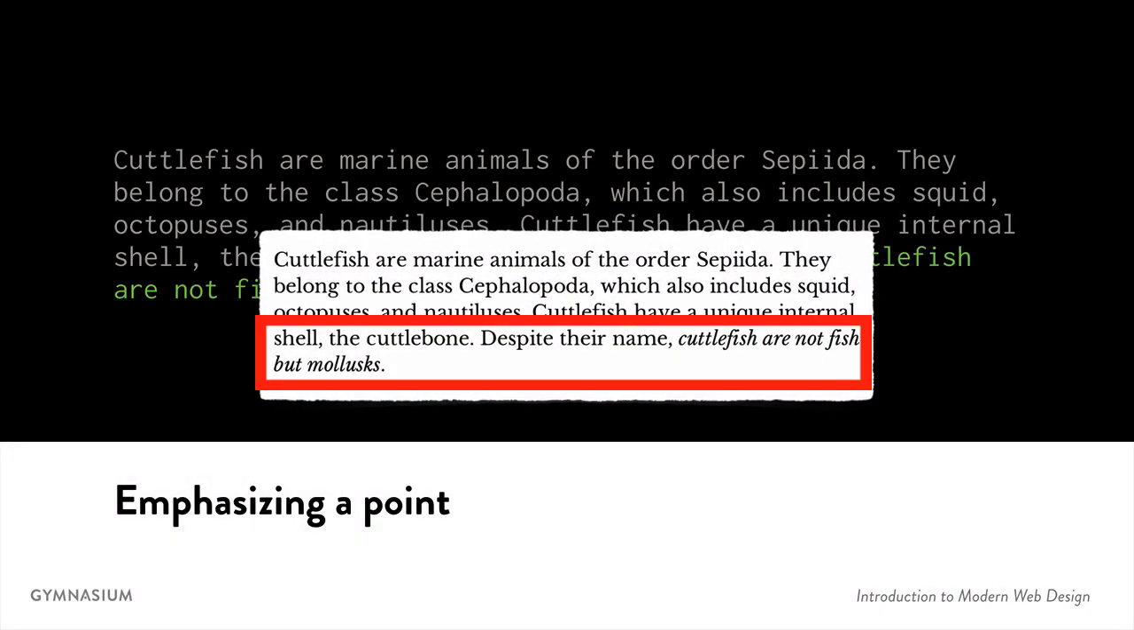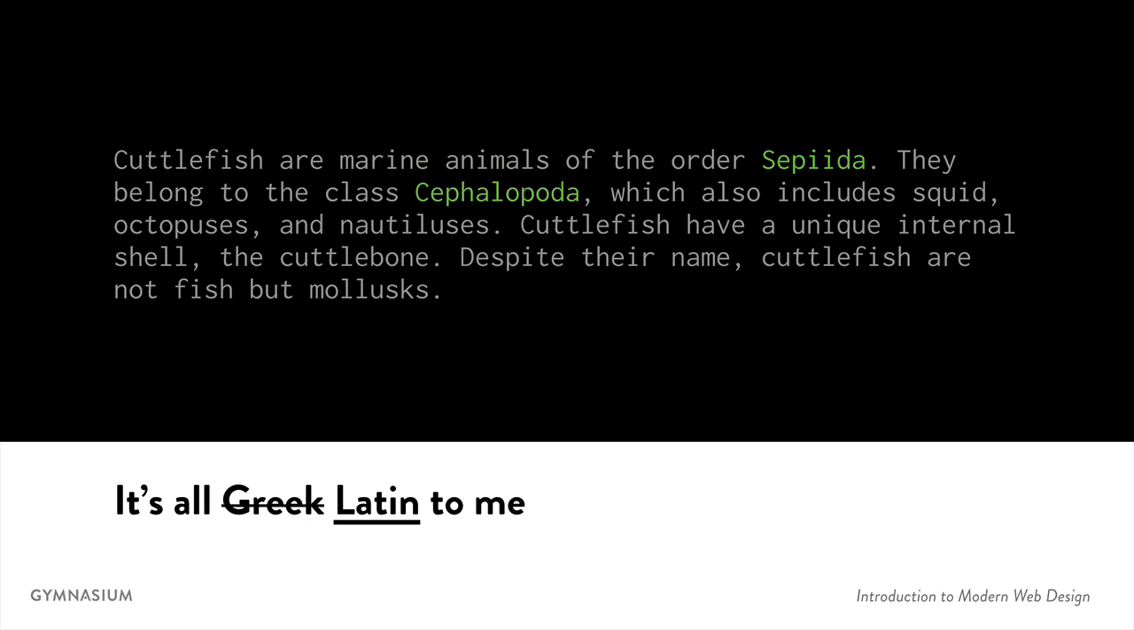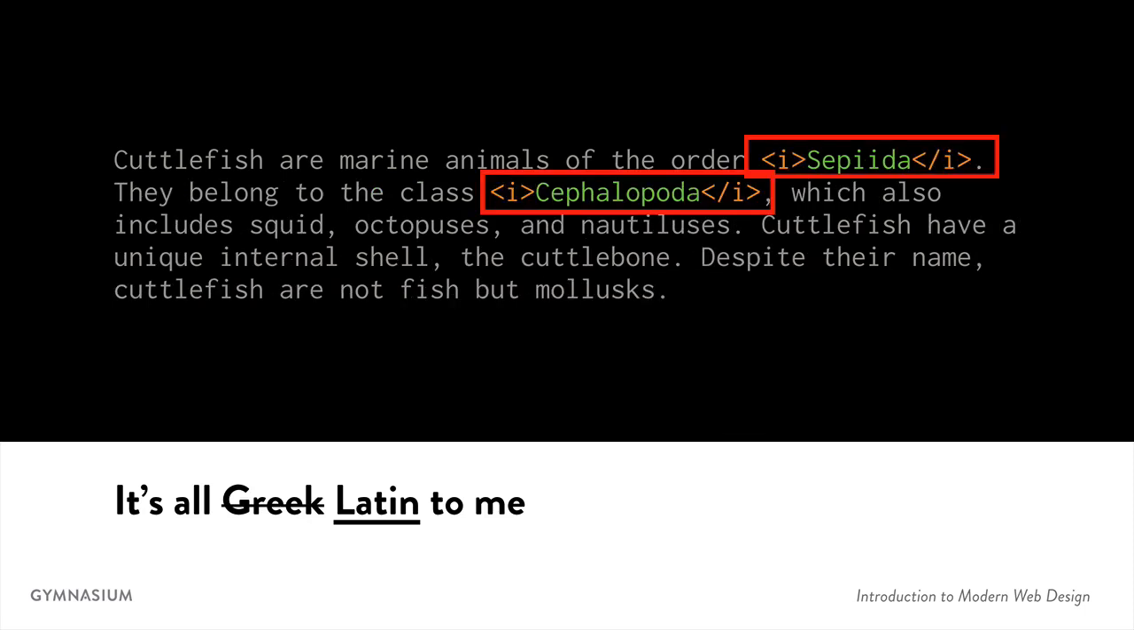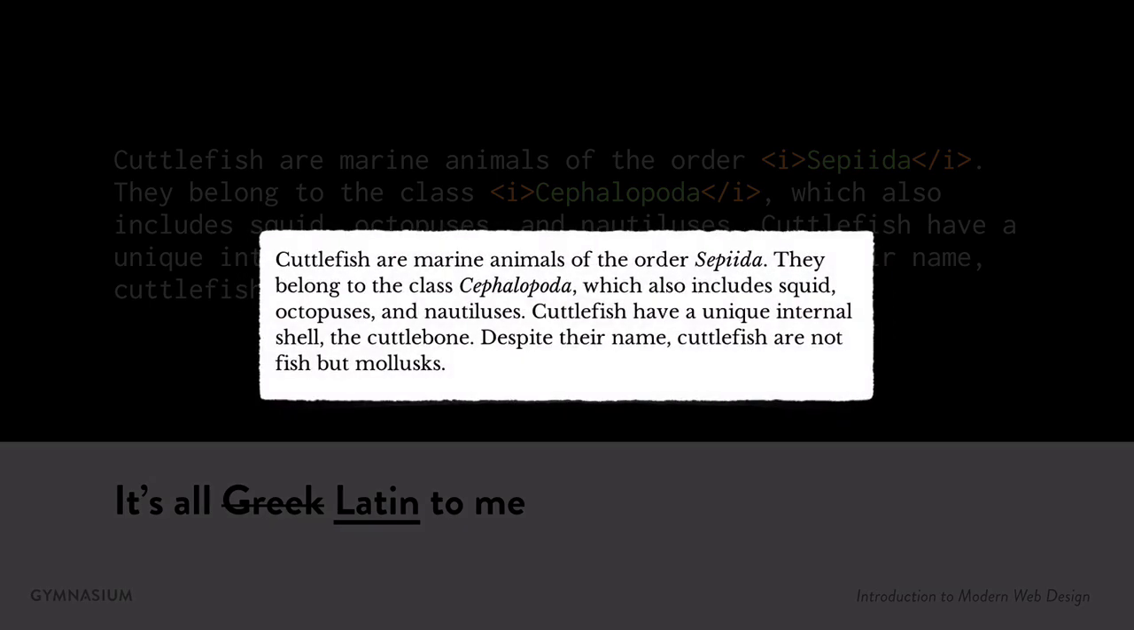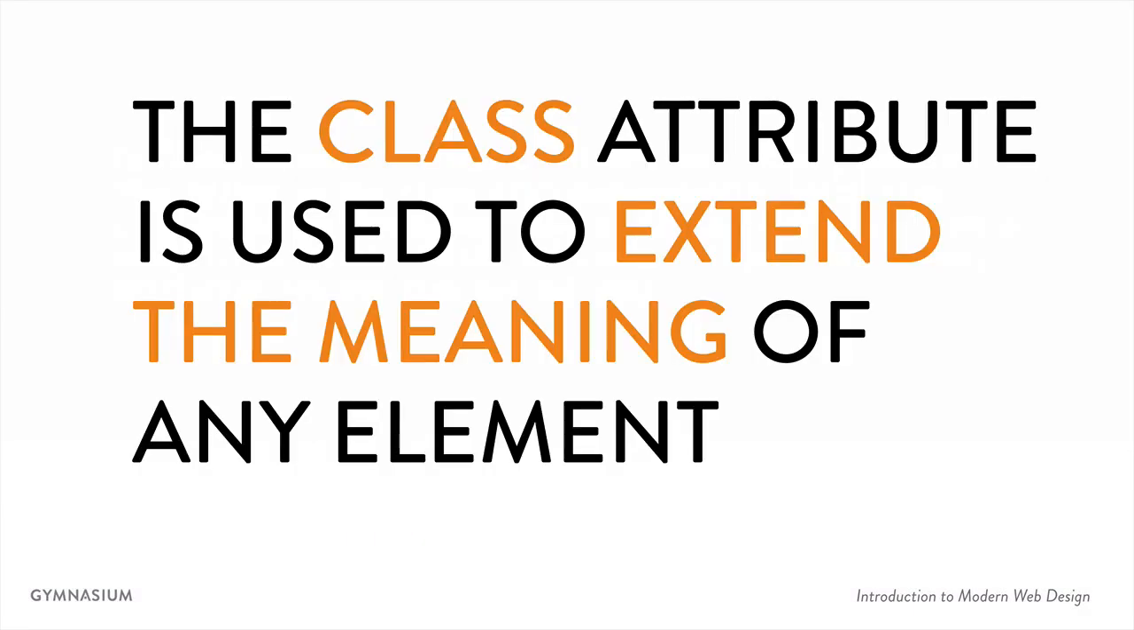Now the I element, as we've discussed earlier, is used for text that's in an alternate voice or mood, or even an alternate language. So we saw before with some of the other examples of words that were in another language were highlighted using the I element. So here we have Sepiida and Cephalopoda, and these are Latin terms, so we might want to mark those up in I elements, and then those also become italicized automatically. And as I mentioned in the last chapter, we can use the lang attribute to indicate that those are actually Latin.